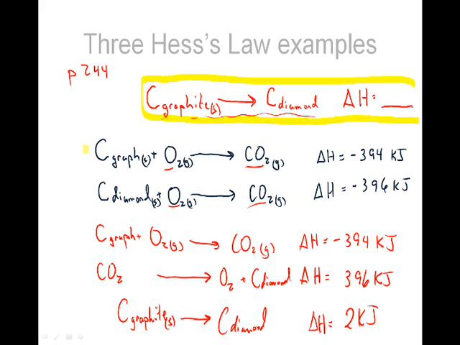Now, you were given here two reactions. These two reactions for carbon in the form of graphite being combusted and providing this much energy, negative 394 kilojoules of energy coming out of that system. And out of the system where we take diamond and do the same thing, we get out just a little more energy, negative 396 kilojoules of energy released.